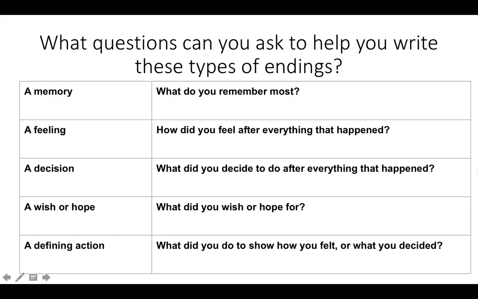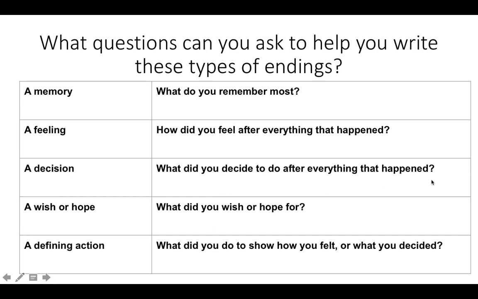Here are some questions that you can ask to help you write these types of endings. For a memory, what do you remember the most? A feeling, how do you feel about everything that happened? A decision, what did you decide to do after everything that happened? A wish, what did you wish or hope for? And a defining action, what did you do to show how you felt or what you decided?